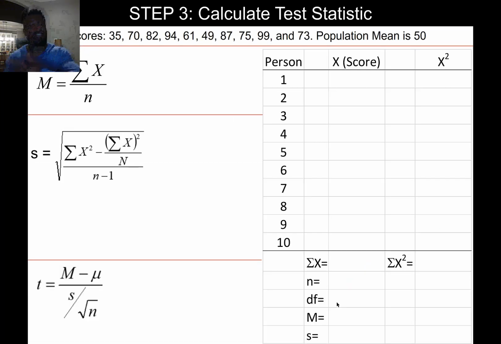So again, here's what we have to do. We have these 10 people, and for these 10 people, I'm going to give you the scores. So go ahead and start writing the scores in here. The scores are 35, 70, 82, 94, 61, 49, 87, 55, sorry, 75, what? 99 and 73. Reading is hard, guys.